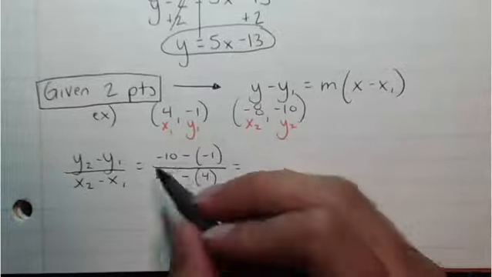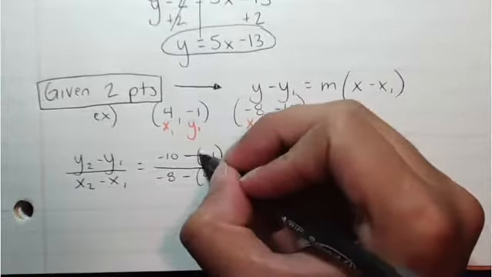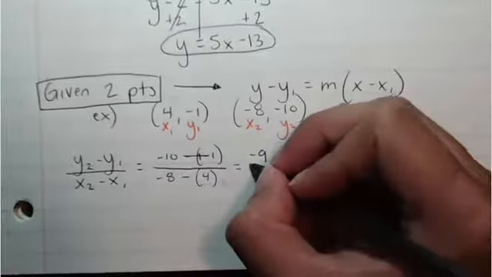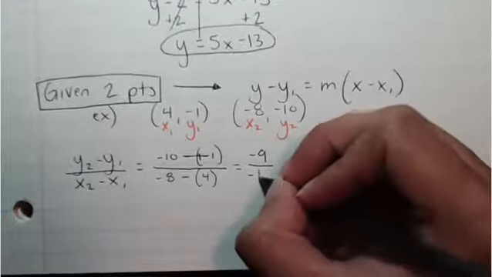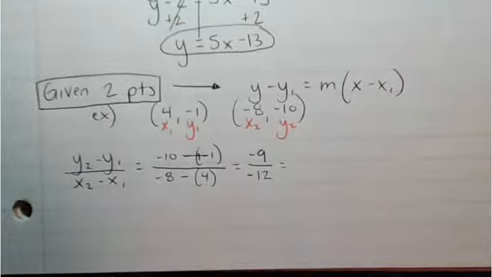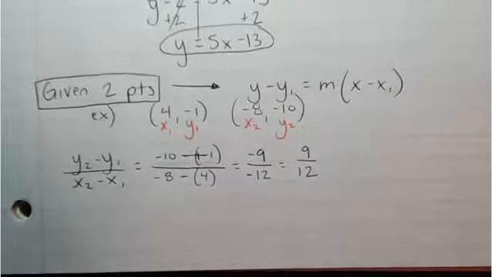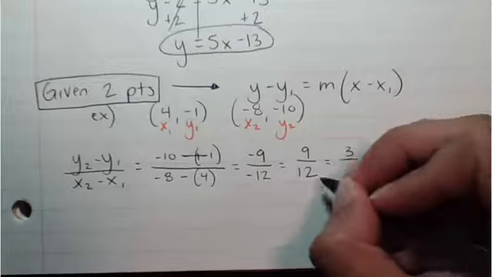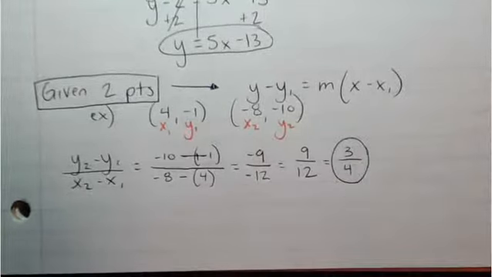So from here, I'm going to solve. Negative 10 minus negative 1, 2 negatives make a positive, so negative 10 plus 1 is negative 9. Negative 8 minus 4 is negative 12. Okay, 2 negatives make a positive, so that's really 9/12. And I can simplify that because 3 goes into both those numbers. So 9 divided by 3 is 3, 12 divided by 3 is 4. So my slope here is 3/4.